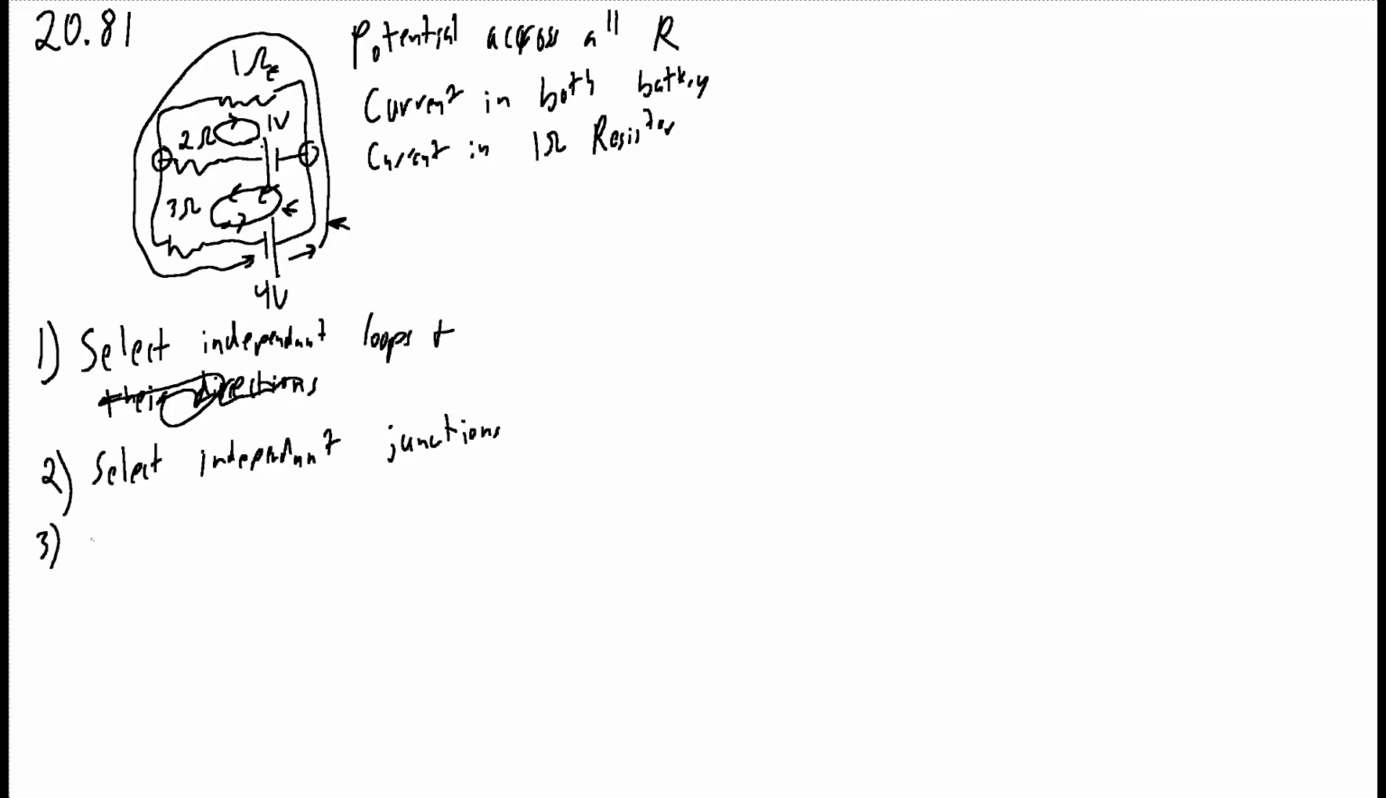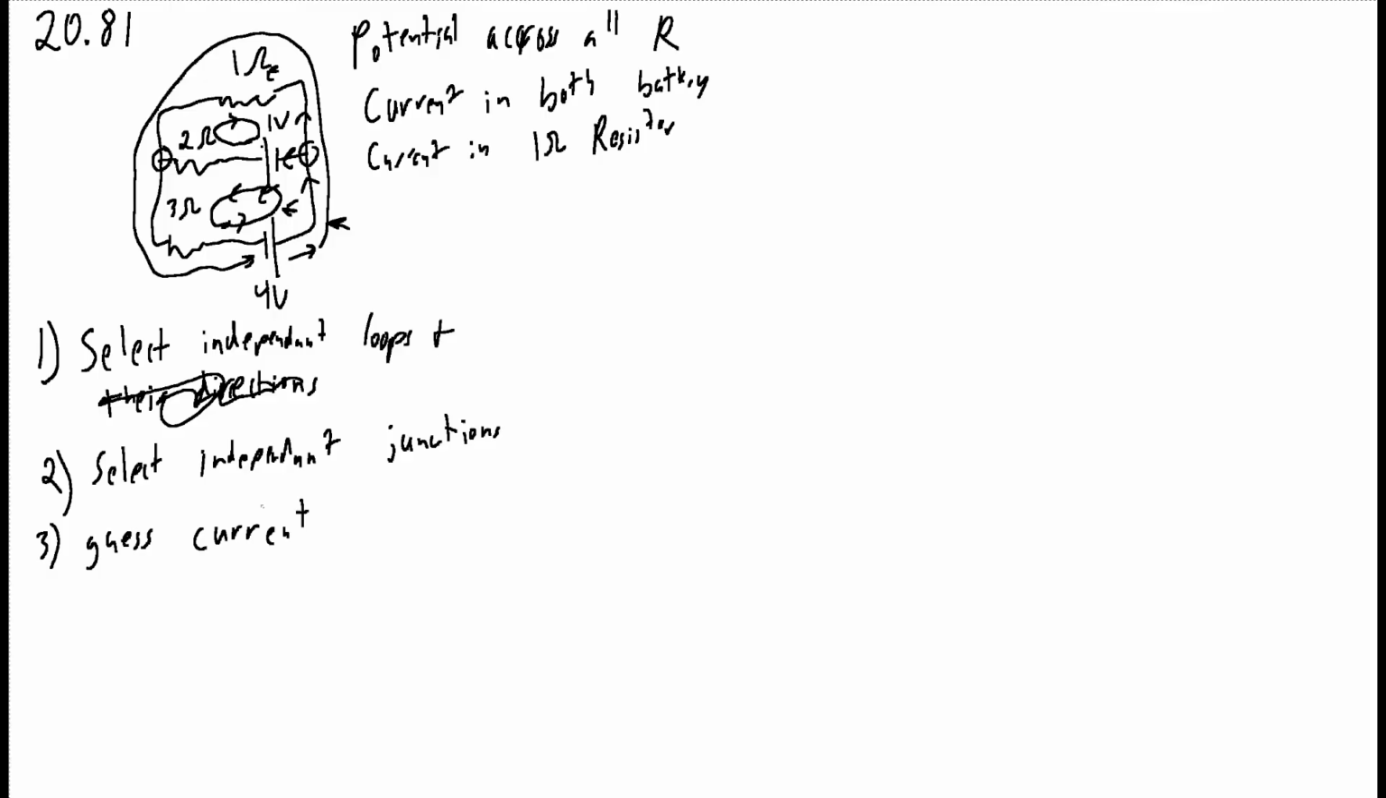Number 3, we're going to guess currents. We're going to guess the direction of current. I have guessed that the outside loop here is going to have current going in the counterclockwise direction, and this loop here is also going to have current going counterclockwise, and so that means that current is going to come into the junction from below here, and it's going to leave to the left and up.